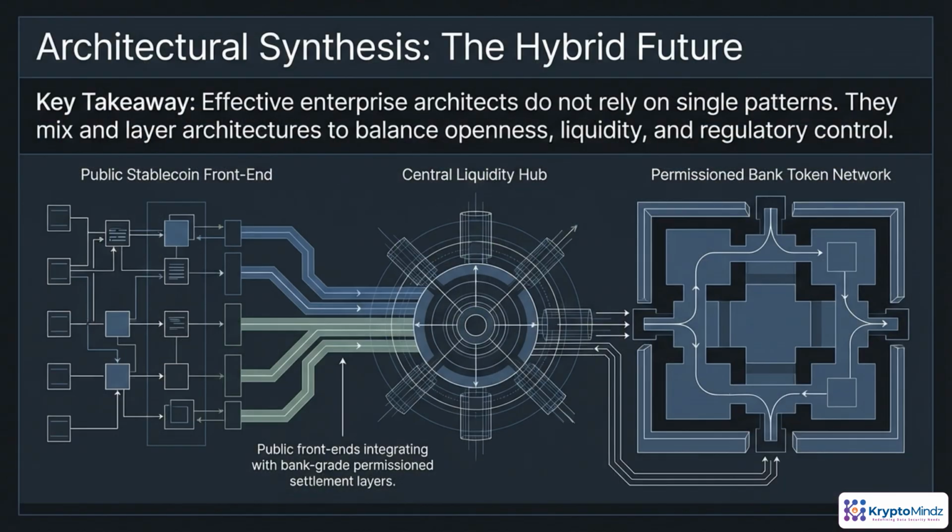The key idea is synthesis. Real-world cross-border strategies rarely bet everything on a single chain, a single vendor, or a single design pattern. You'll likely combine public stablecoin rails for reach and user experience, a central liquidity hub to coordinate FX and funding, and one or more permissioned bank networks for regulated settlement. Your role as an internal champion is to decide where each rail adds the most value, and then design the handoffs so customers experience one seamless service, not three separate systems.